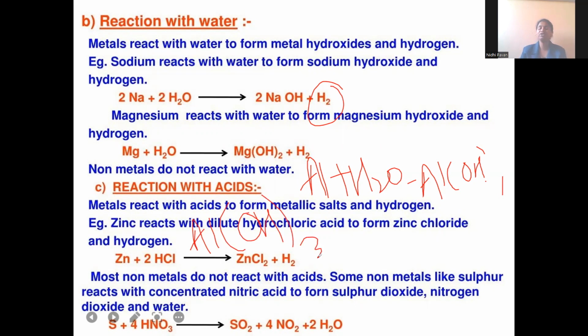So what is the conclusion? When metals react with water, respective metal hydroxides are formed along with hydrogen. This is about reaction with water. When we come to the non-metals, non-metals do not react with water at all. Metals react with water to form metal hydroxide along with hydrogen. Examples: sodium with water forms sodium hydroxide and hydrogen. Magnesium with water forms magnesium hydroxide and hydrogen.